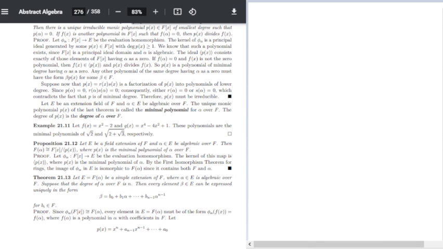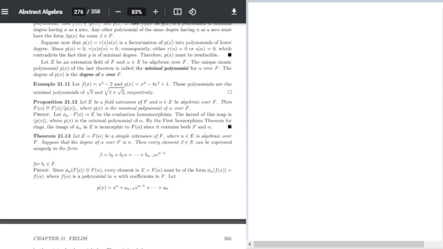Example 21.11. Let f(x) be equal to x squared minus 2, and g(x) equals x to the fourth minus 4x squared plus 1. These polynomials are the monic minimal polynomials of square root of 2 and square root of 2 plus square root of 3, respectively. Proposition 21.12. Let E be a field extension of F, and alpha in E be algebraic over F. Then F(alpha) is isomorphic to F[x] over (p(x)), where p(x) is the minimal polynomial of alpha over F.